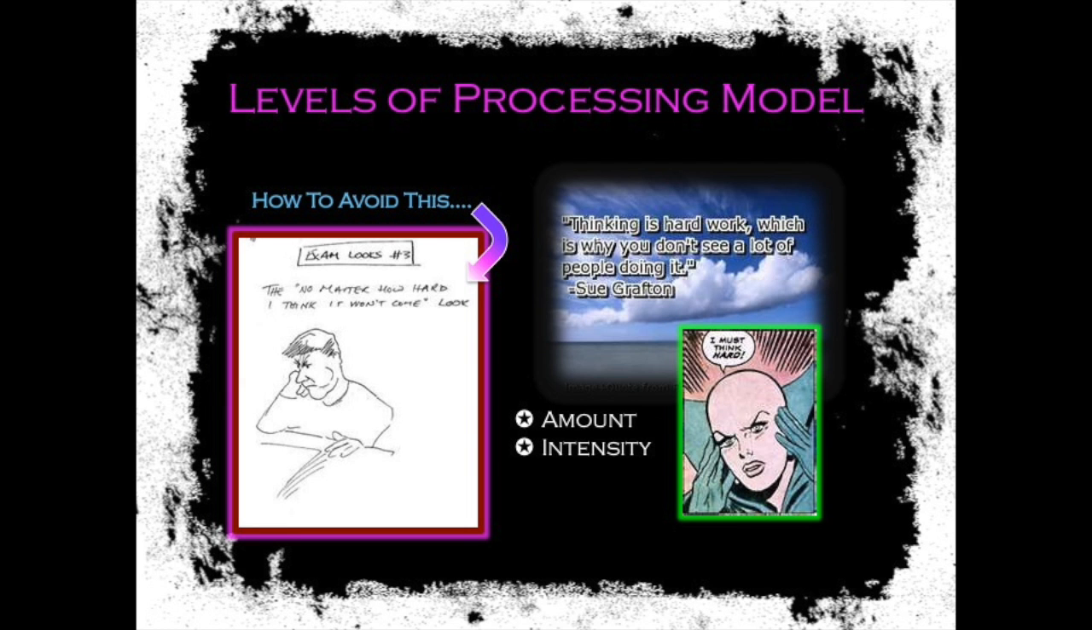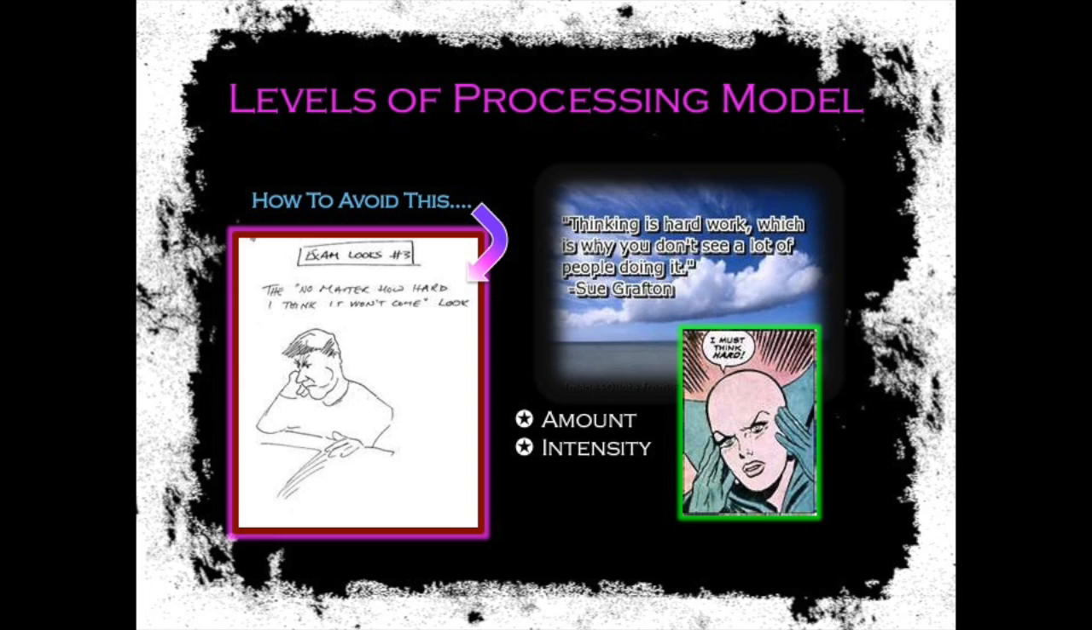Another theory in memory is called the levels of processing theory. And this is a model of memory that assumes that information that's more deeply processed, or processed according to its meaning rather than just the sound or physical characteristics of the word or words, will be remembered more efficiently and for a longer period of time.